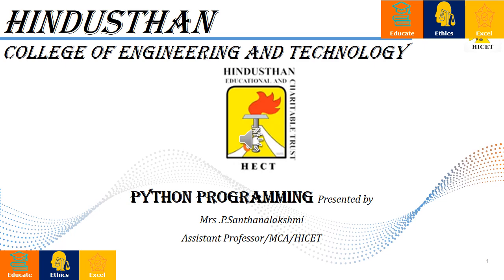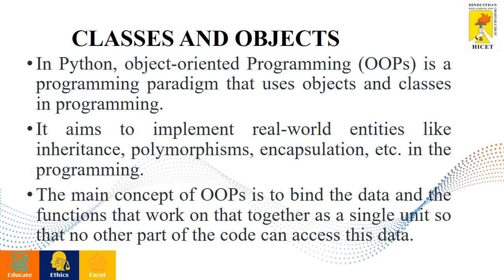I would like to present the Python programming topic, Object-Oriented Concepts. Classes and objects. Actually, class and object both are the basics of object-oriented concept. So class, it's a blueprint of the object. Object, it is an instance of the class.